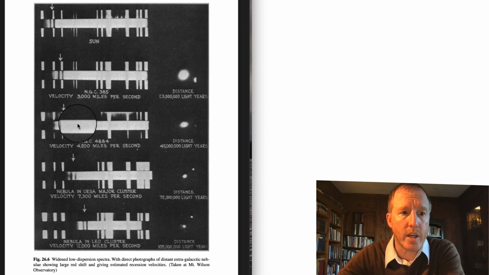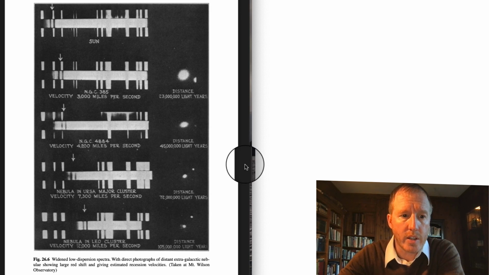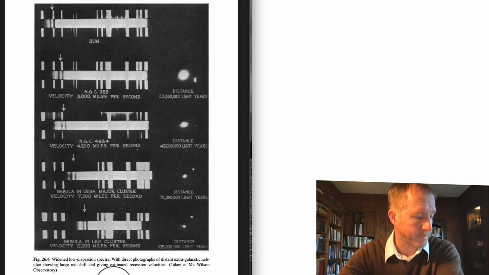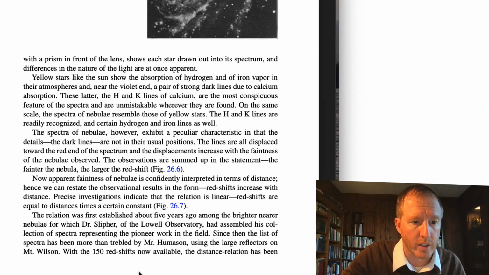Notice once again the conspicuous H and K lines, and those are shifted even a little bit more toward the red end of the spectrum. Of course, this is a black and white photo, so you can't see the colors. You'll have to trust that. Then there's the nebula in the Ursa Major cluster, which is 72 million light years distant. Once again, the H and K lines are visible here. And the nebula in the Leo cluster, which is 105 million light years distant, and you see they're shifted even more to the right. So you see this distinct red shifting of these lines.